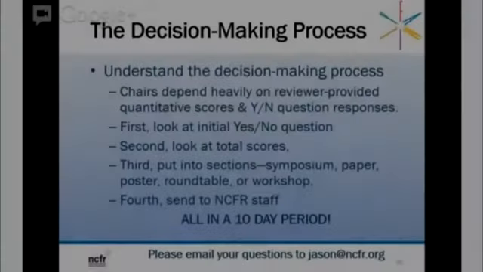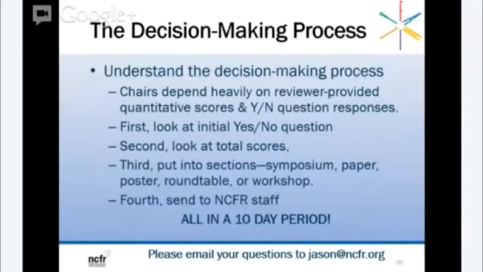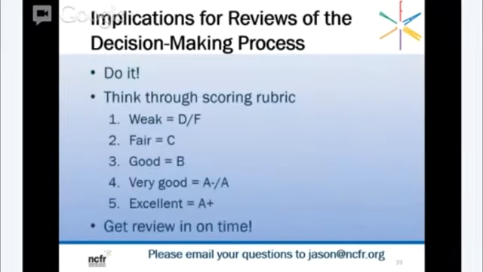So what are the implications for you as a reviewer, given what you now understand is the decision-making process? Number one, do it. Do the review. We need to have those reviews.